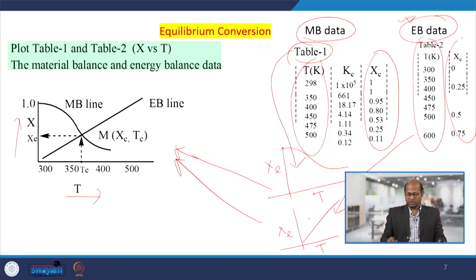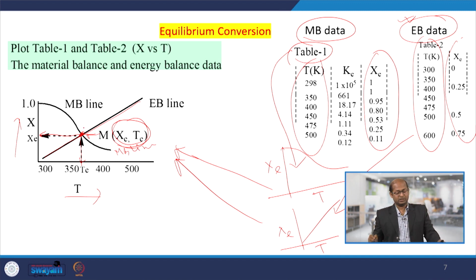Then this is the material balance line and this is the energy balance line. Both cross here at the point M, which gives the corresponding temperature and equilibrium conversion. This cross point is the steady state temperature and equilibrium conversion, the maximum temperature or conversion we can get under those operating conditions. That way we can decide the equilibrium conversion and temperature for this reversible reaction by plotting the energy balance and material balance lines, which cross at this particular point M.